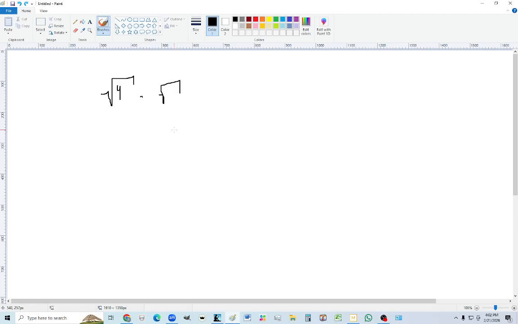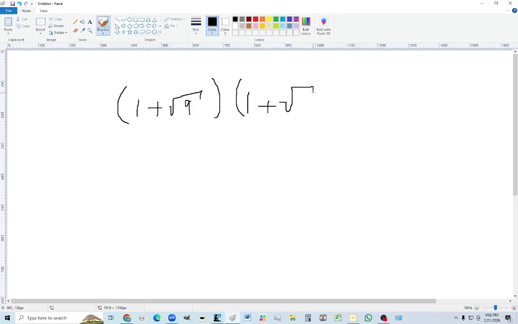What we also learned from difference of two squares is when you have a square root like this and you want to get rid of the square root of 9, you cannot multiply it by the same thing. That ends up being 1 plus 2 times the square root of 9 plus 9. So you only got rid of this one. What you do instead is multiply it by the opposite sign.